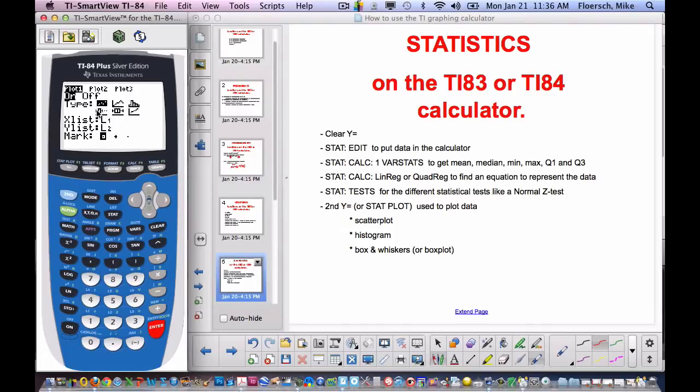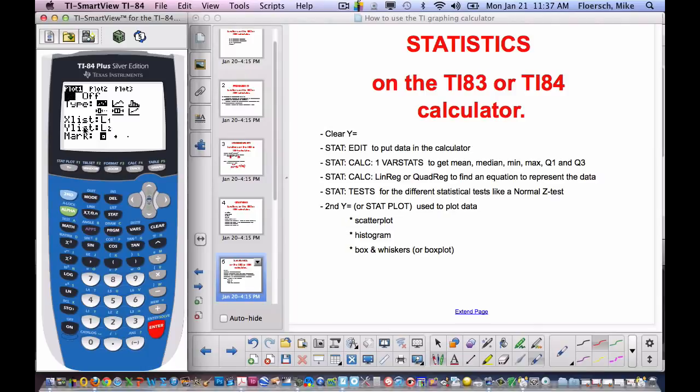The 4th one is what we call a modified box and whiskers. In other words, it'll point out any possible outliers or numbers that don't fit in the data. I would say scatter plot number 1, number 3, and number 5 are the 3 that you're going to use the most. I want to come up with a graph of a scatter plot, and I'm going to have it look at list 1 and list 2.